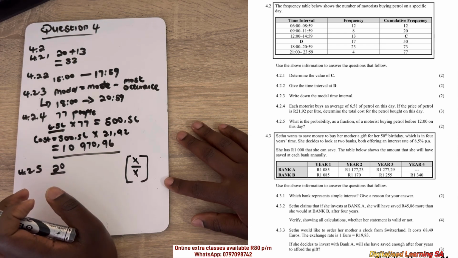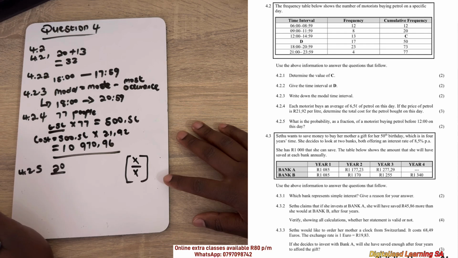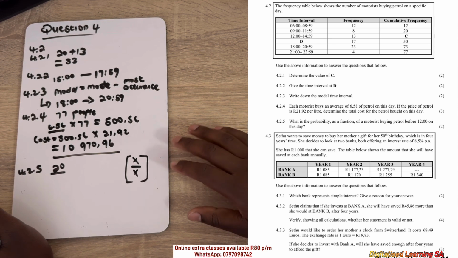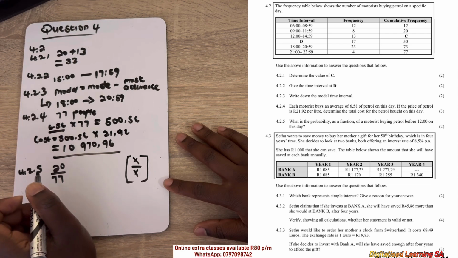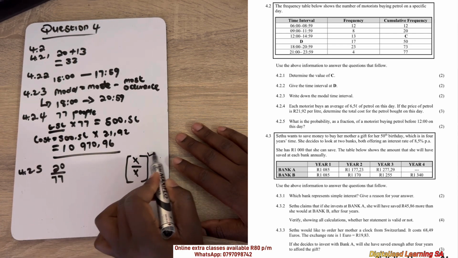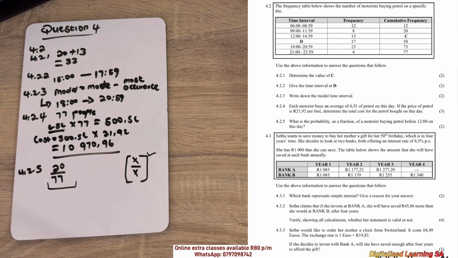What is the probability of motorists buying petrol before 12 on this day? So it's 20, and then we divide by the total number of motorists that bought petrol on this day. Always remember that if we are dealing with probabilities, you always need to divide by the total. So we know that 77 motorists bought petrol on this day. Remember, our answer needs to be in fraction form, so we have to leave it as it is. Okay, so now we are done with question 4.2, and we will be moving to question 4.3.